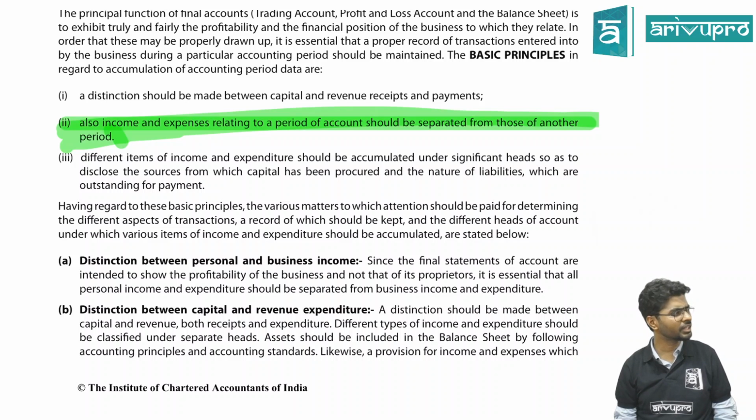Capital and revenue expenditure, have we made a difference? No, no. Yes is this, sir. When is this is yes? Done.